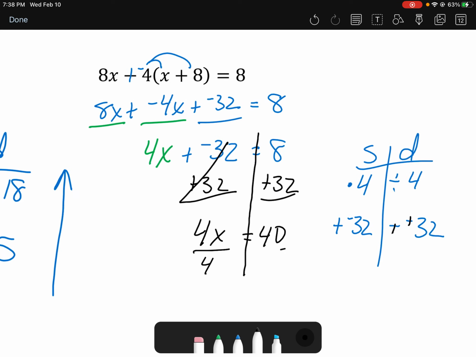Step 2 says divide by 4. I'll go ahead and divide both sides by 4. Cancels out that 4. X is equal to 40 divided by 4, or 10.